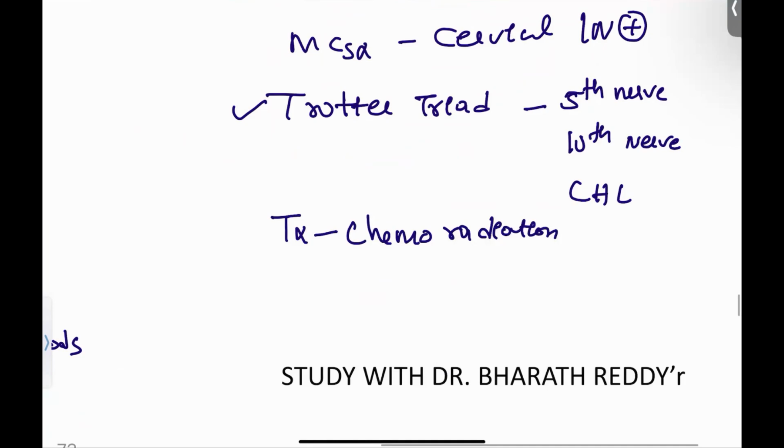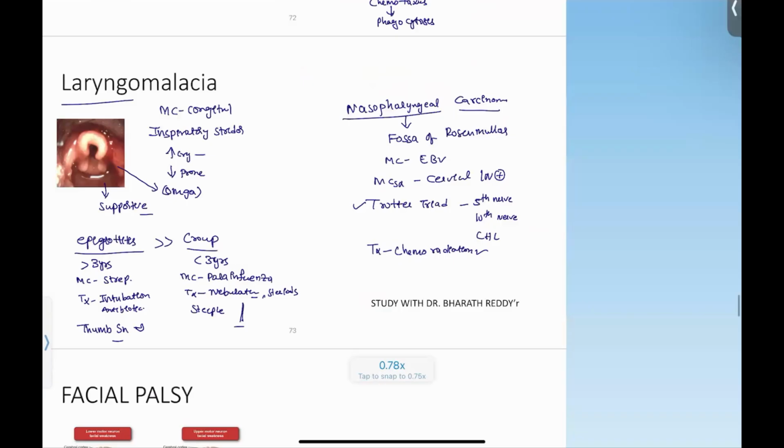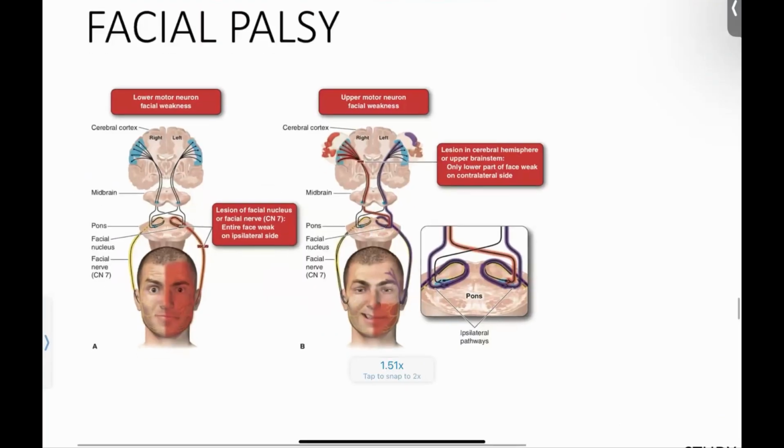Okay, next one is the facial palsy. So facial palsy is divided into two types, upper motor and lower motor. So upper motor is only going to involve the contralateral side. Okay, if the lesion is on this side, it is going to involve the opposite side. So this is what contralateral side is. And does it involve the forehead? It does not involve the forehead. Okay, it is not going to involve the forehead of the patient.